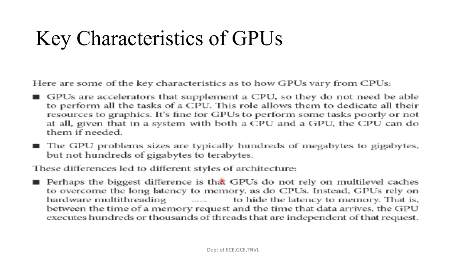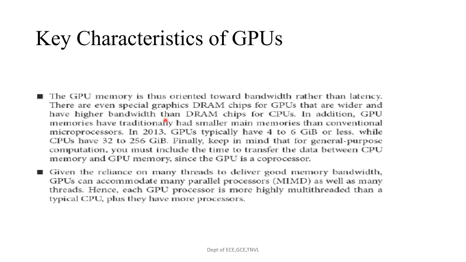Perhaps the biggest difference is that GPUs do not rely on multi-level caches to overcome the long latency to memory as do CPUs. Instead, GPUs rely on hardware multithreading to hide the latency to memory. That is, between the time of a memory request and the time the data arrives, the GPU executes hundreds or thousands of threads that are independent of that request. The GPU memory is thus oriented towards bandwidth rather than latency.